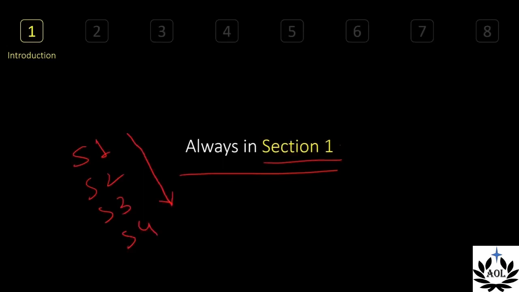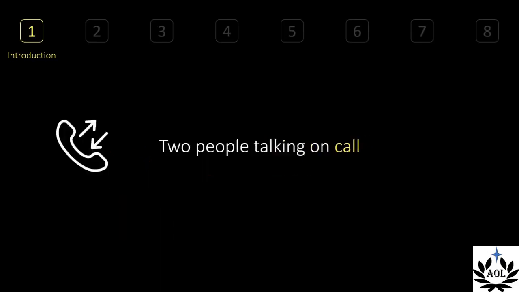And because it always comes in section 1, the question type, that is form completion, is the easiest. Though there are some tricks or pointers to understand, it's comparatively easy compared to other question types. Okay? In here, it will be a conversation, like in section 1 always. So two people are talking on a call and they're exchanging information, right?